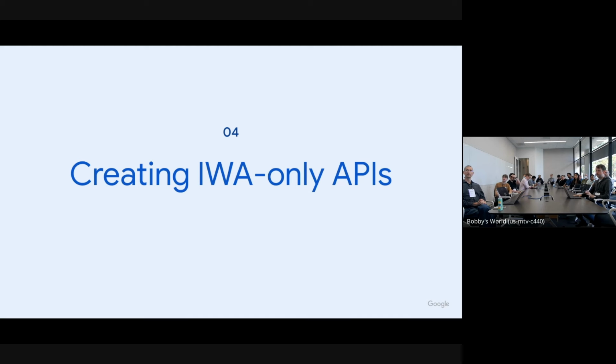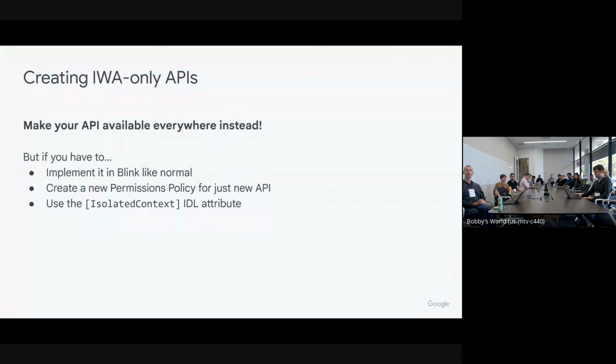Okay, so how do you make an IWA-only API? Short answer is you don't. You work really hard to make your API available everywhere. That is still the expectation. IWAs do not change that. They are not a get out of jail free card. They are only used as a last resort if you cannot bring your API to the open web.